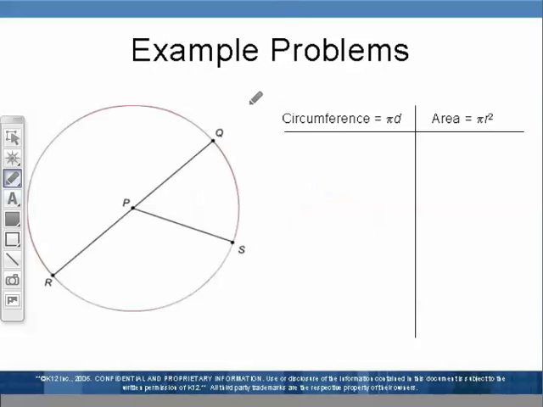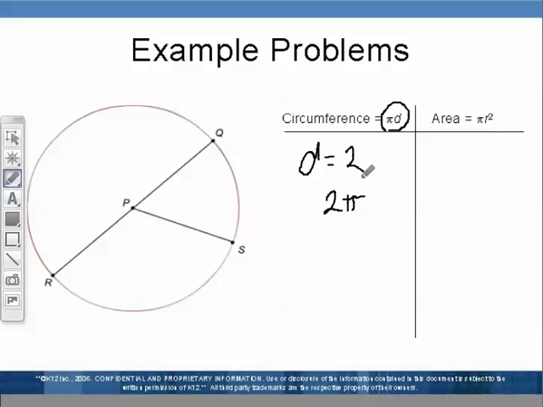Let's look at a couple of problems here. If we said that the diameter is equal to 2, then our circumference is going to be 2 times pi, because I multiplied 2 times pi, because that was the diameter.